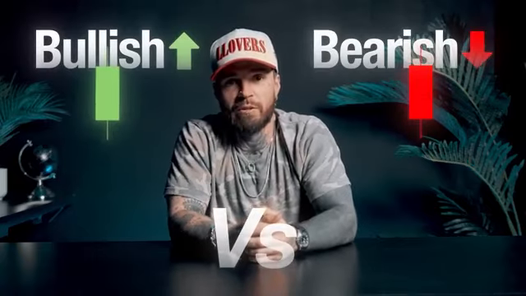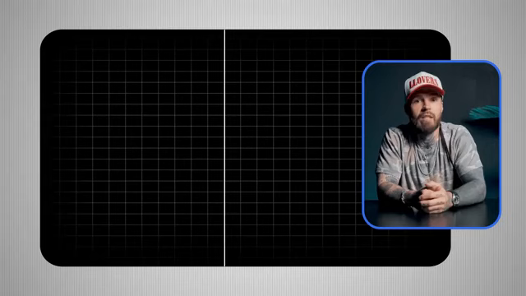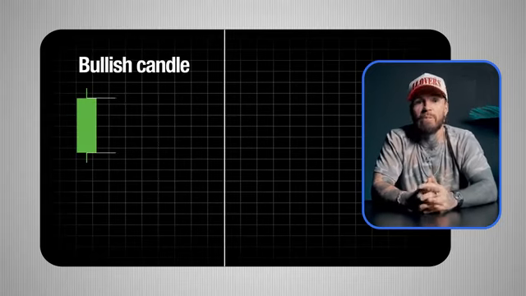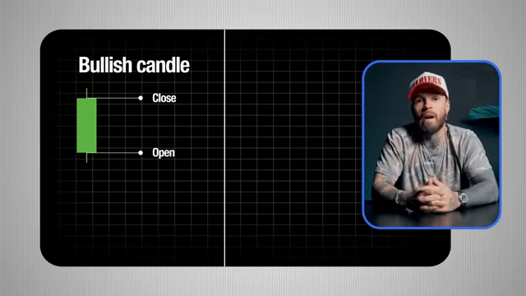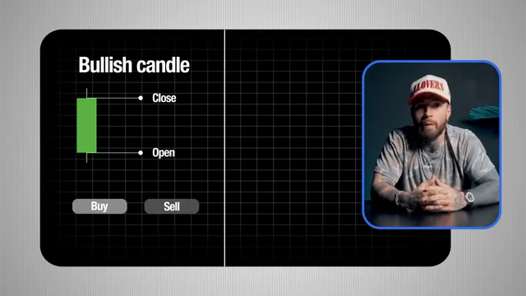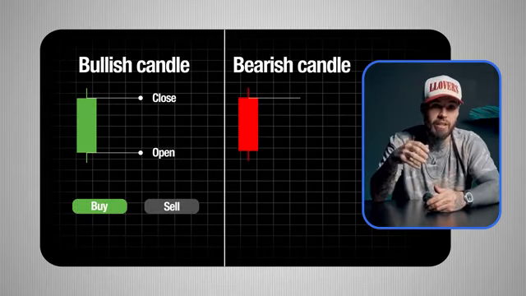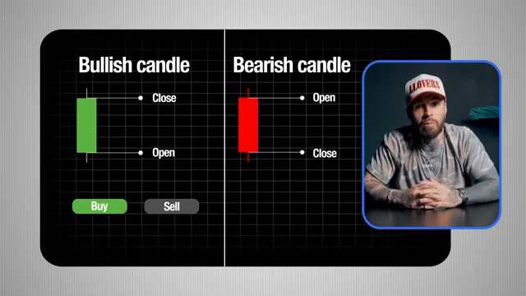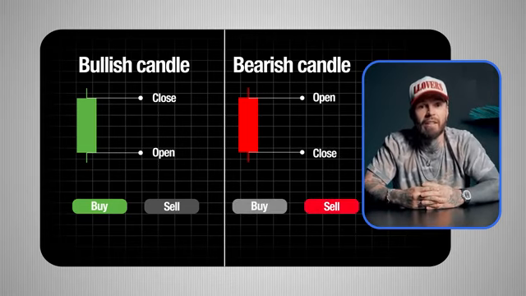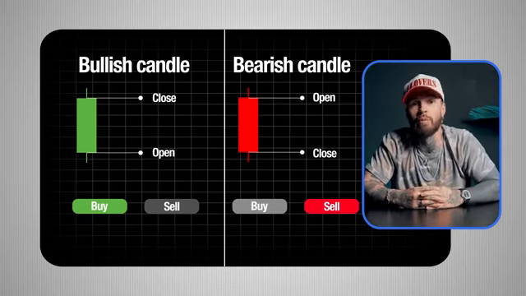Bullish versus bearish candles, the basics you can't ignore. Now, a green bullish candle means the price closed higher than it opened and tells us the buyers won the battle during that time period. More people were willing to buy at a higher price, pushing the price up. A red bearish candle means the price closed lower than it opened. That means sellers had the upper hand. They dumped more than the buyers could handle, pushing the price down.